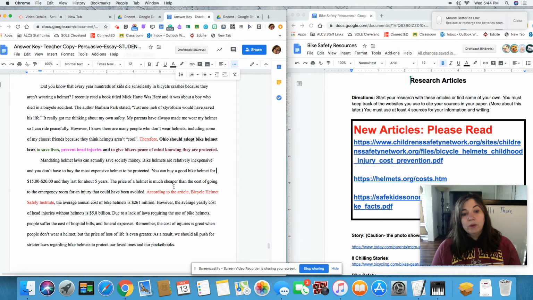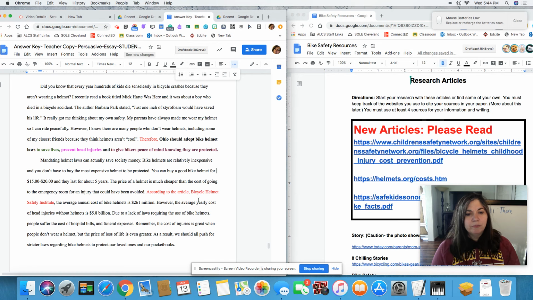Okay, so we can read this paragraph. Mandating helmet laws can actually save society money. Bike helmets are relatively inexpensive, and you don't have to buy the most expensive helmet to be protected. You can buy a good bike helmet for $15 to $20, and they last for about 5 years. The price of a helmet is much cheaper than the cost of going to the emergency room for an injury that could have been avoided.